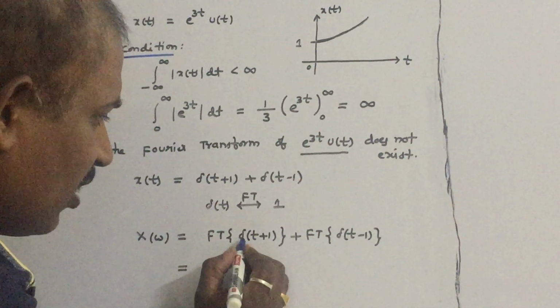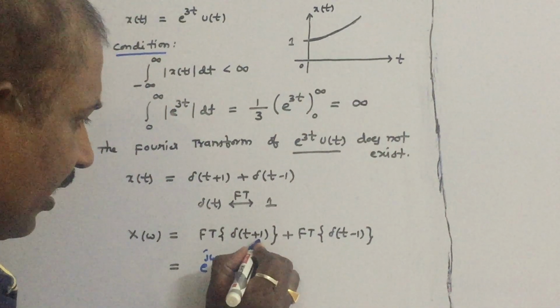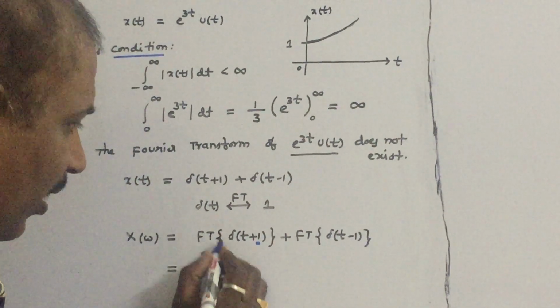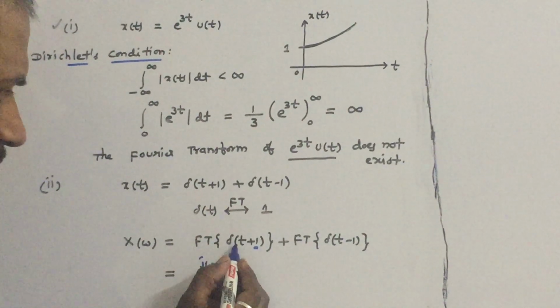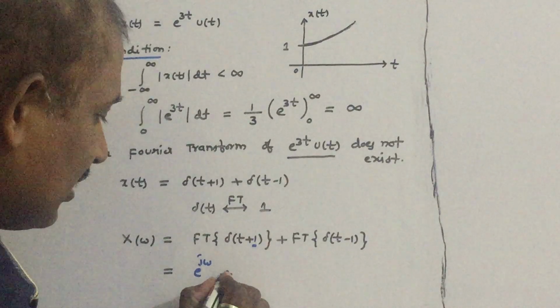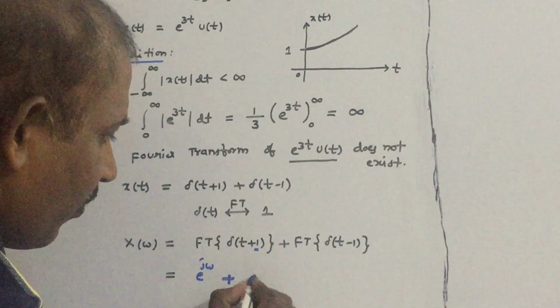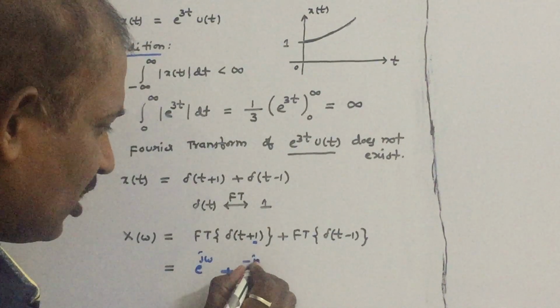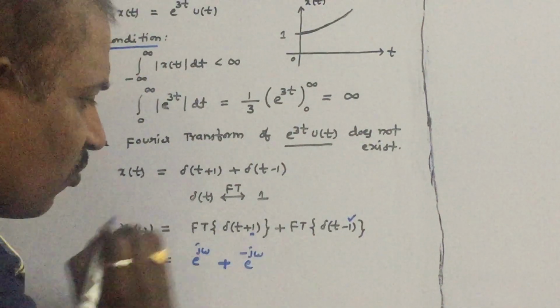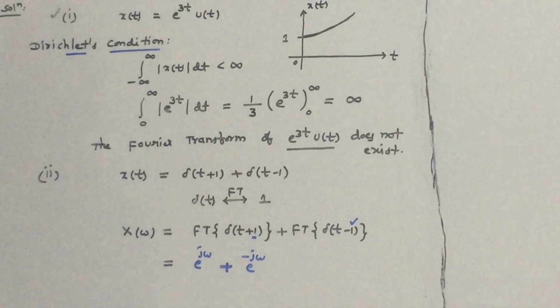So what is the time shifting property? If plus is there, you have to write plus j omega. Here t0 value is 1 into Fourier transform of del of t. What is the Fourier transform of del of t? 1. Plus time shifting property. What is the time shifting property? So del of, if minus is there, you have to write minus j omega. Here t0 value is 1, e power minus j omega into Fourier transform of del of t, which is 1.